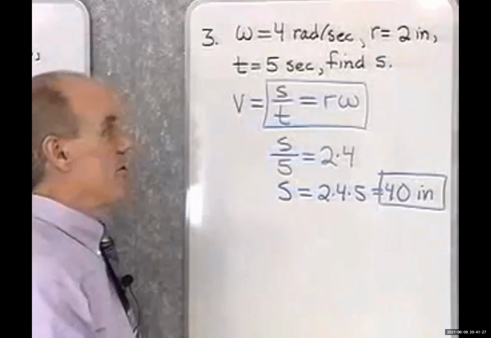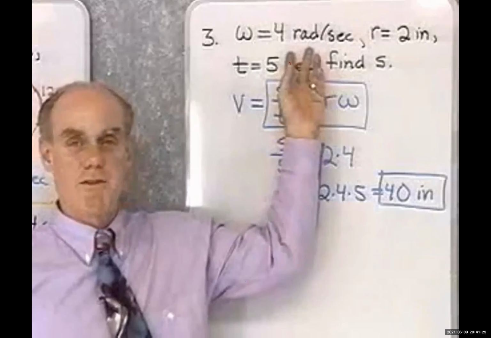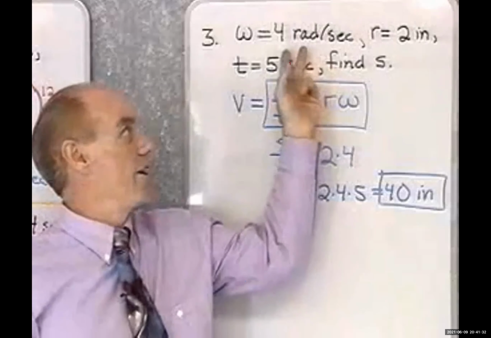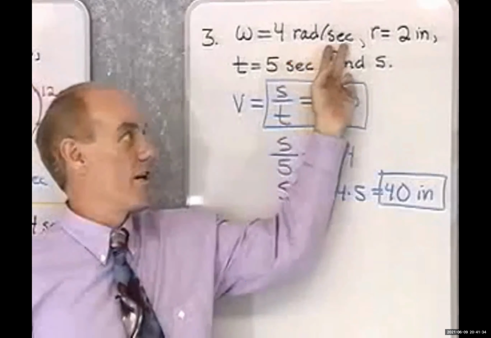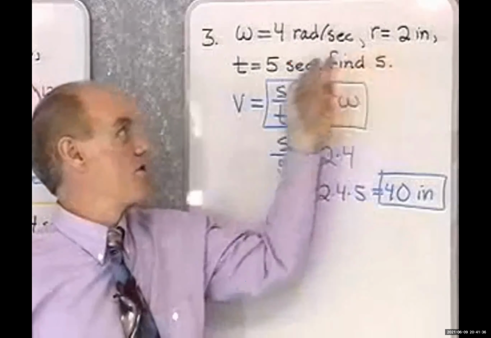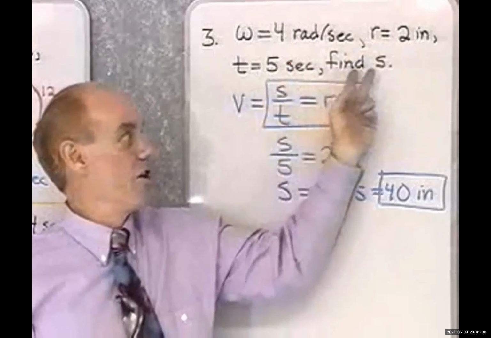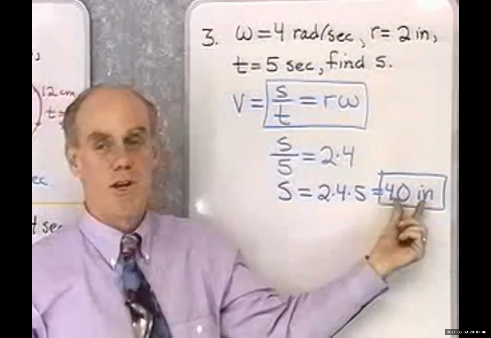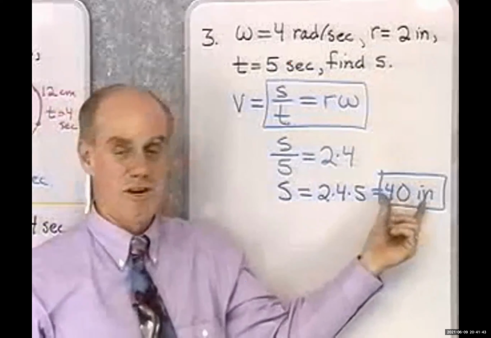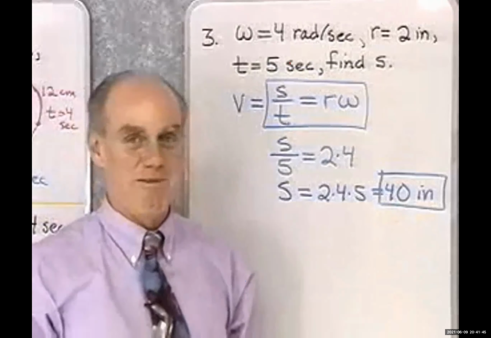So if I have uniform circular motion in which a point is traveling around the circumference of a circle with angular velocity 4 radians every second, the radius of the circle is 2 inches, and I let this thing go for 5 seconds, the total distance that I'm going to cover is 40 inches around the circumference of the circle. Let's look at our next problem.